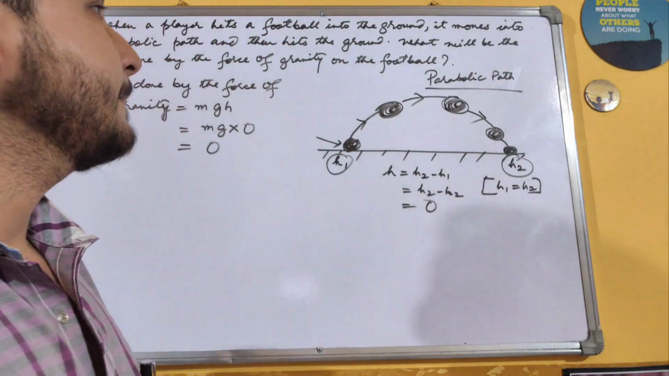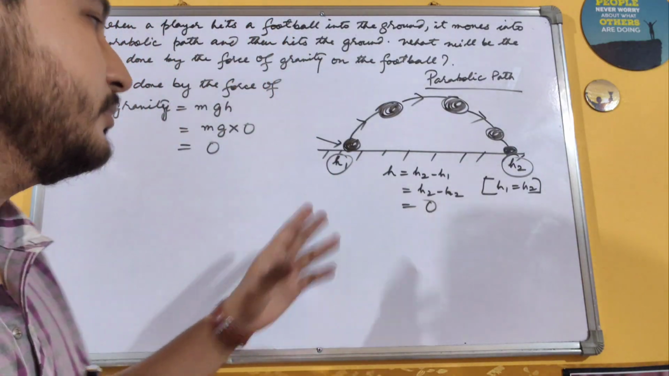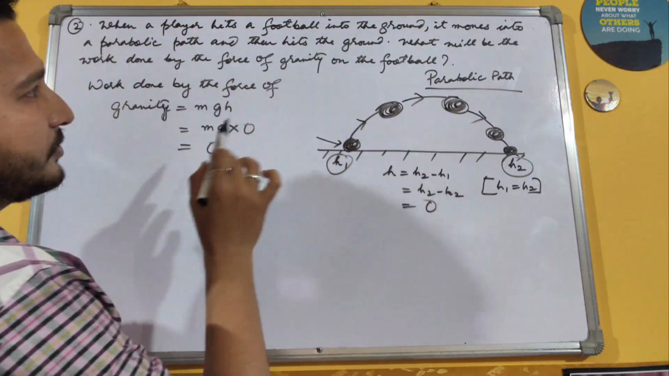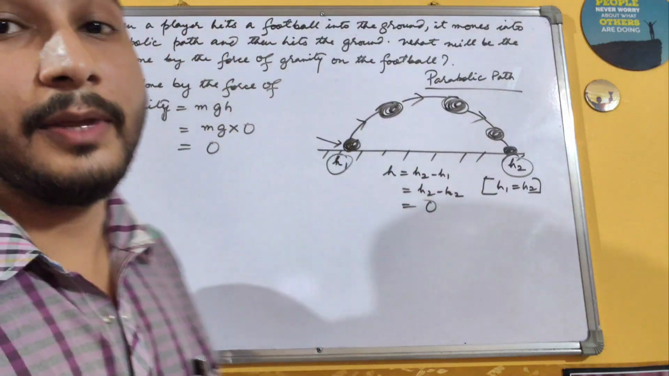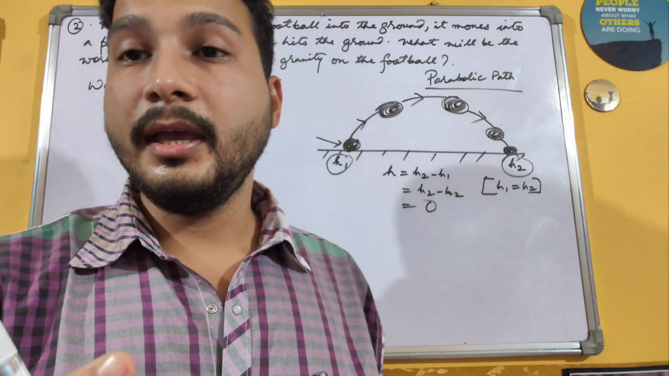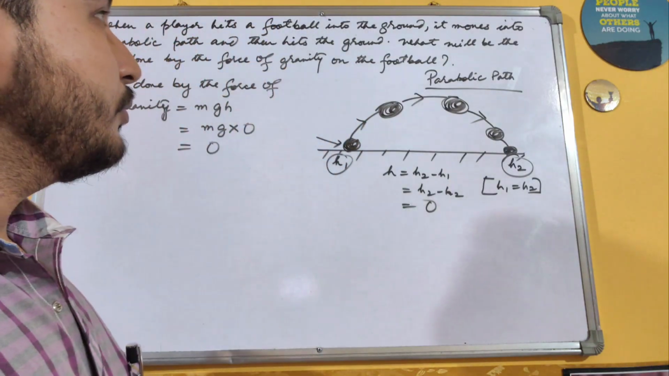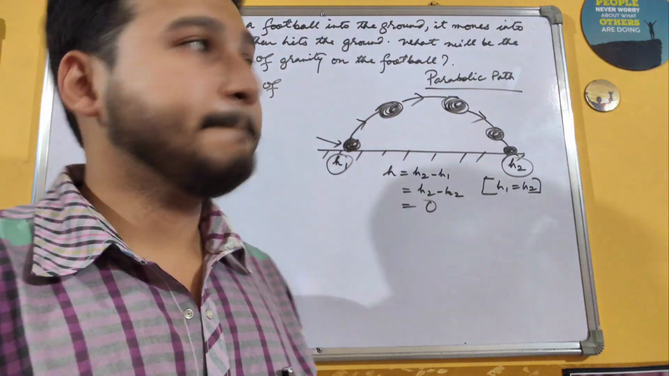So the work done by the force of gravity on the football is nothing but 0. Even though much amount of work has been done, the work done by the force of gravity on the football will be 0 because it depends on the difference in the final and the initial positions of the object, not the way in which it has been kicked.